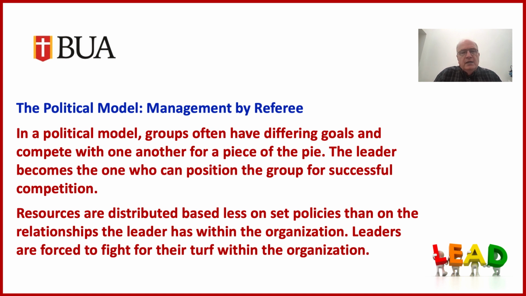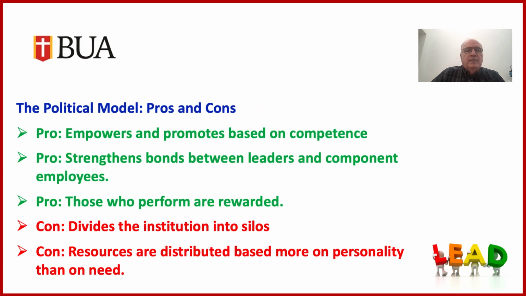This one may not. The one who is effective begins to get a hold of the resources and all of the things that they need, while the ineffective leader doesn't really get their share of the pie. Resources in a political model are distributed based less on set policies than they are on relationships the leader has within the organization. Leaders are forced to fight for their turf within the organization. A changing, dynamic institution often falls into the political model.